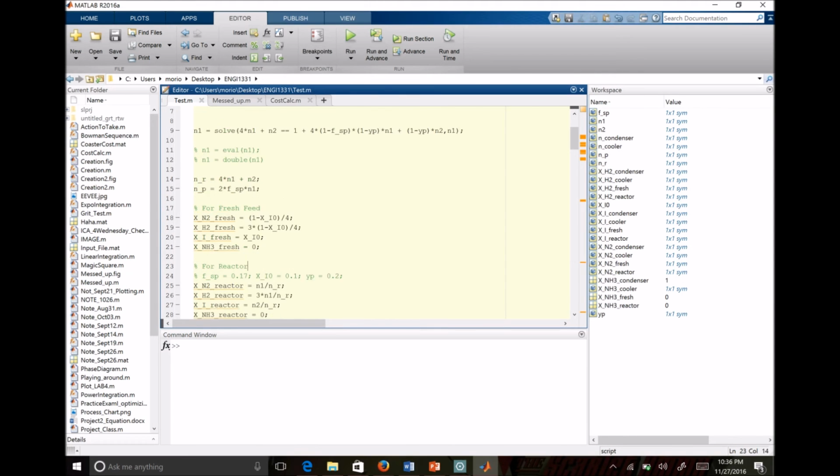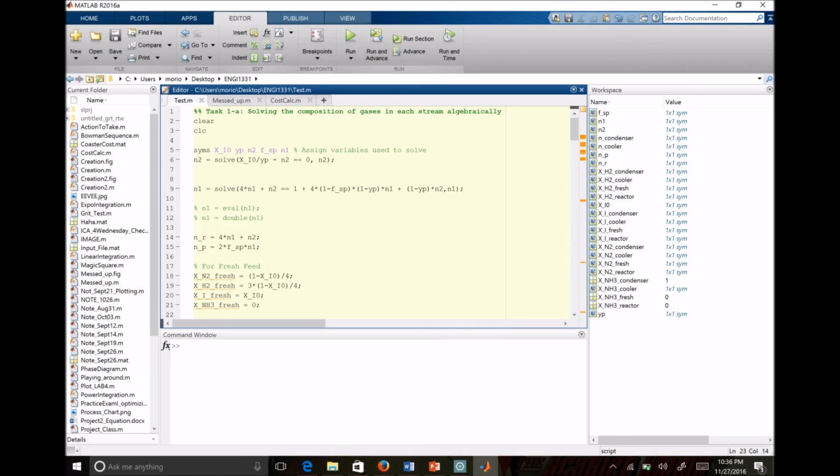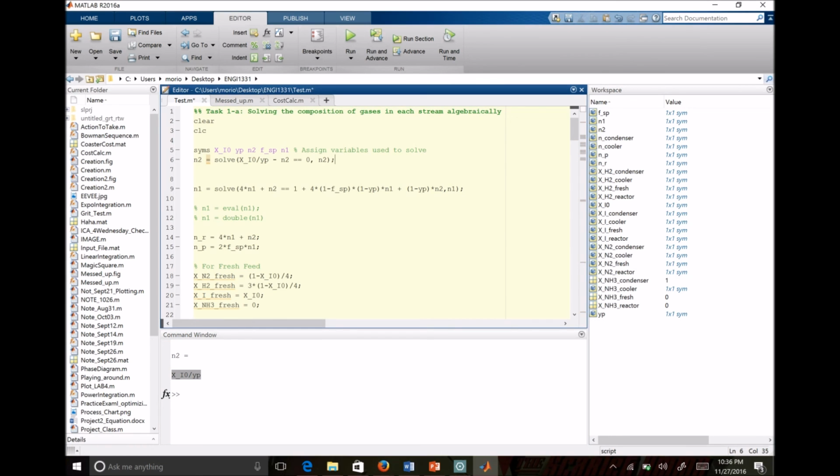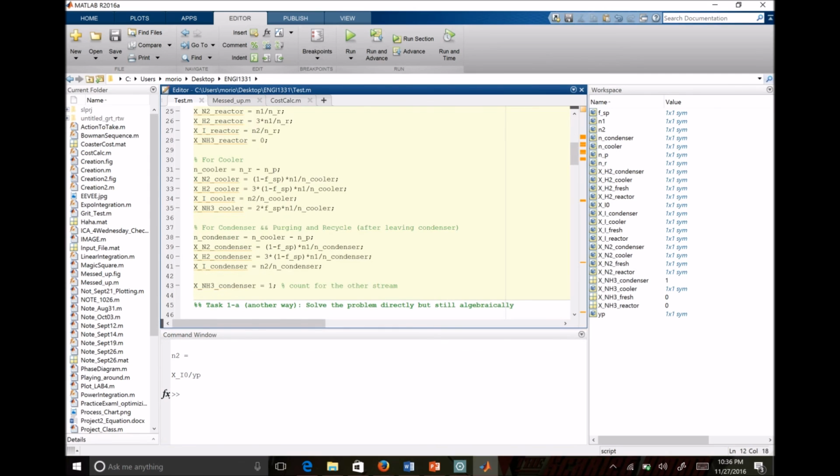And one of the things I really like about this code is that you can solve a problem algebraically in symbols. I really like this in MATLAB. Sometimes I'm very lazy, so I just make it do everything for me. So I solve N2 by doing this, and then I have the result, and I just copy and paste it over here.